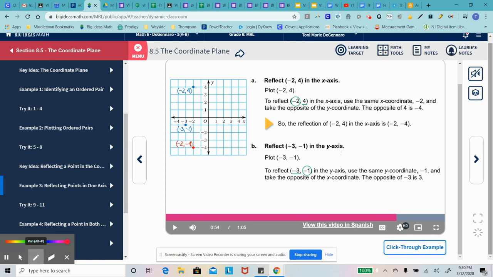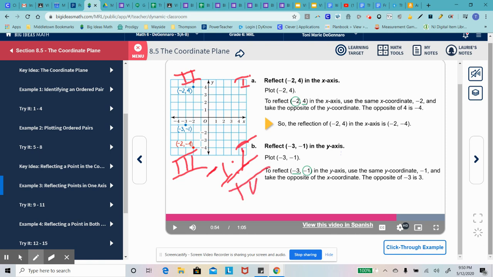Is it going to be in quadrant 1? Is it going to be in quadrant 2? Is it going to be in quadrant 3? Now remember, it's already in quadrant 3. Or is it going to be in quadrant 4? There we go. It's not letting me write quadrant 4. I'm sorry. All right, so just look and see.